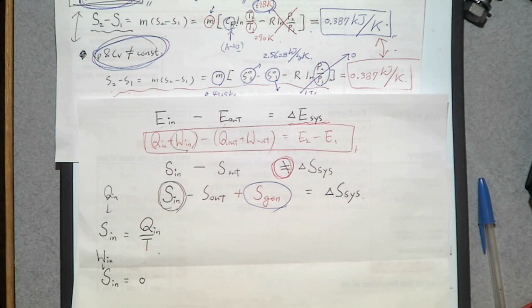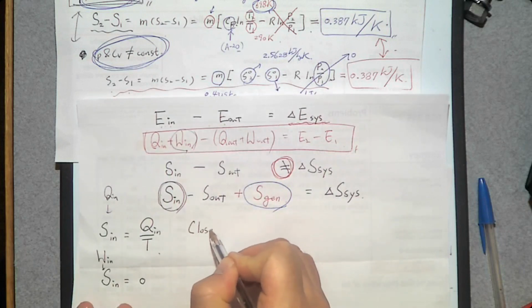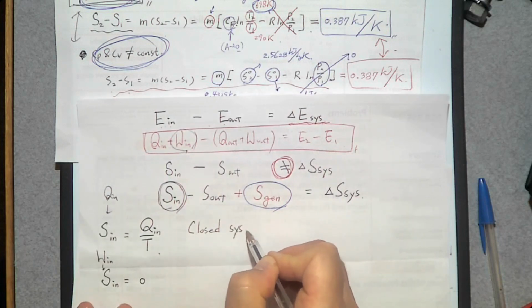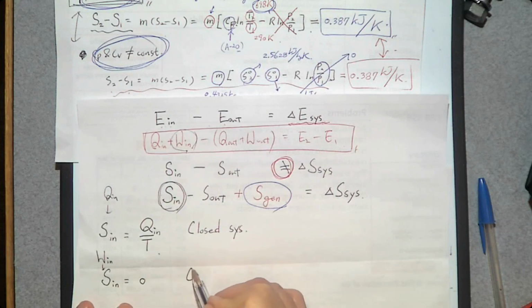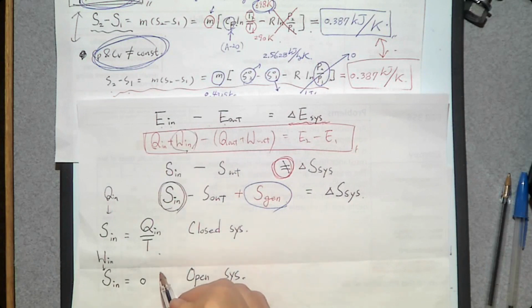Then based on that, let's write the entropy balance equation for a closed system and the entropy balance equation for an open system. But when we study open systems, most open systems are steady state. So I'm going to say steady open system.